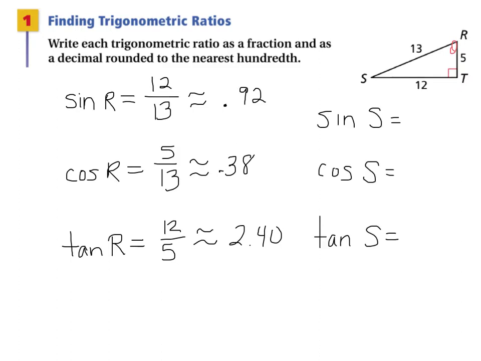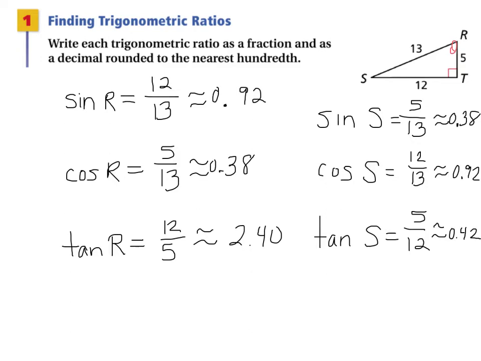So now let's do sine, cosine, and tangent of angle S. Sine of S is opposite over hypotenuse, so that would be 5 thirteenths. Cosine of S, adjacent over hypotenuse, that'd be 12 thirteenths. And tangent of S, that's opposite over adjacent, that'd be 5 twelfths. If we write those all as decimals, we would get these three values.